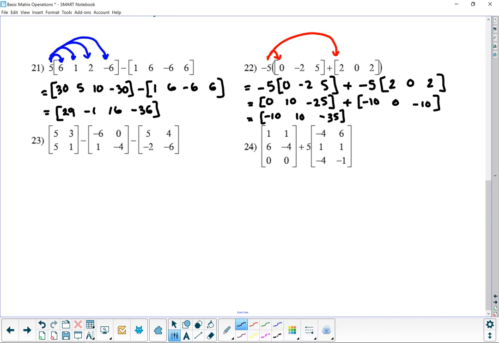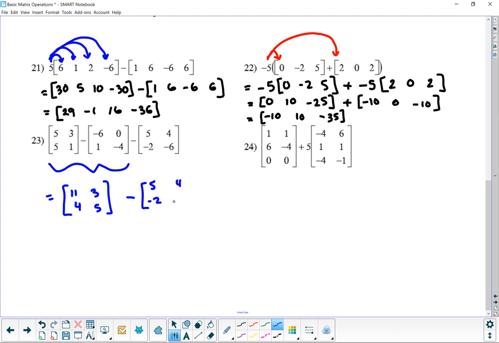Okay, last two. Notice there's 3 of them, so you got to do the first 2 together. So this will equal 5 minus negative 6 is 11. Oh, sorry, that's not 5. 5 minus negative 6 is 11. 3 minus 0 is 3. 5 minus 1 is 4. 1 minus negative 4 is 5. And then we got to do the second part.